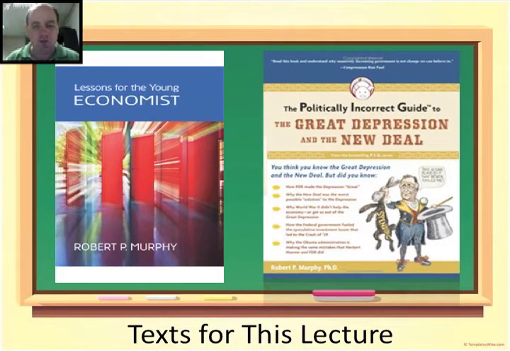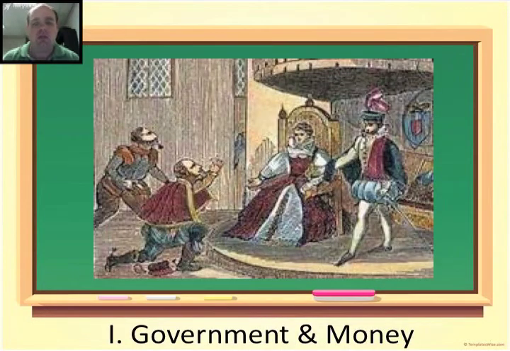All right, so for tonight, the two main things I thought I would talk about in the limited time we have are the government's role in terms of money, and then later we're going to go through some myths of the Great Depression. As far as government and money, one of the things I explain in Lessons for the Young Economist is that historically, money didn't come from the government. It wasn't created by the state.